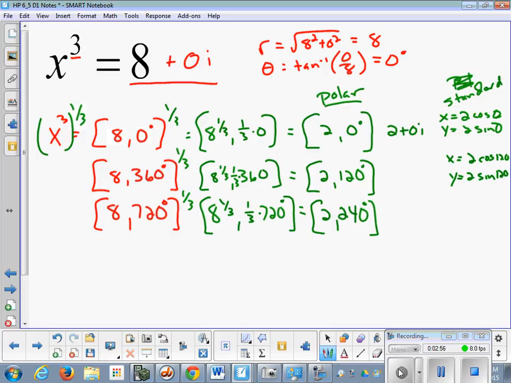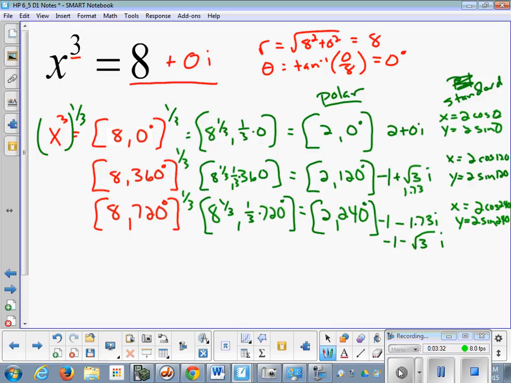So x equals negative 1 plus the square root of 3 i. This is 1.73, if you're not familiar with that. And on this one, x equals 2 cosine 240 and y equals 2 sine 240, and I get negative 1 minus 1.73i, which is that if we have our decimals memorized. All right, so that's the full blown-out version.